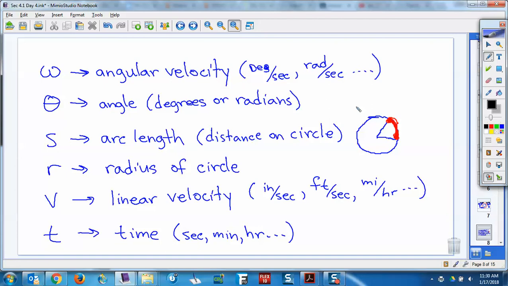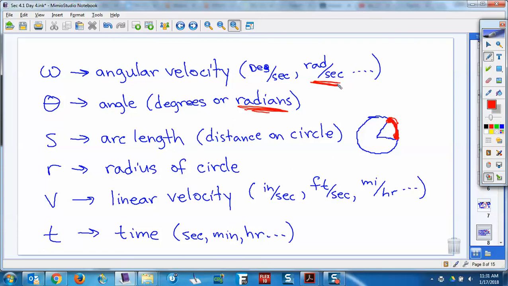That is what we're going to use for angular velocity. So it's either going to be degrees per second or radians per second, but most likely radians per second. Pretty much exclusively, radians per second. Theta is going to be an angle, degrees or radians, but again, almost exclusively radians. So almost exclusively it's going to be those.